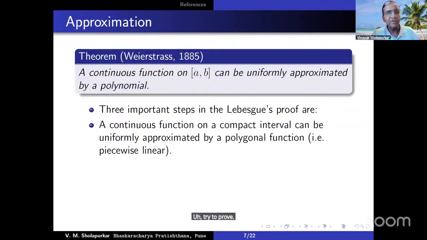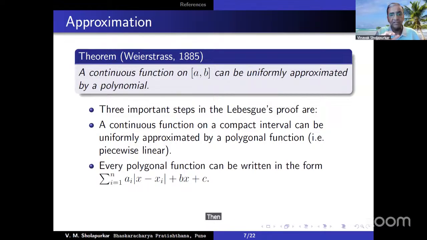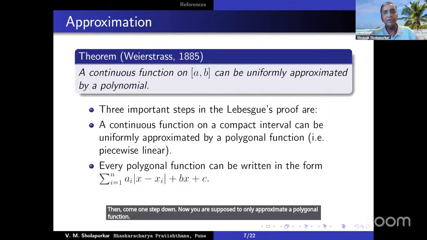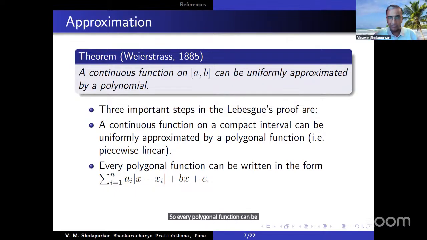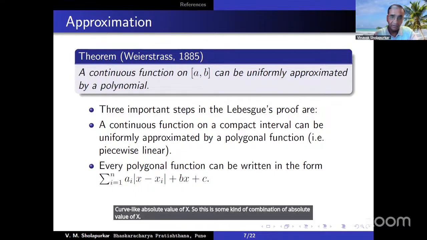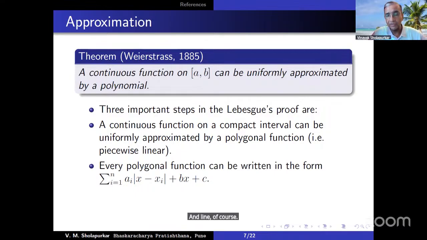Once you have shown this, come one step down. Now you are supposed to only approximate a polygonal function. Every polygonal function can be written in this particular form. Even if you draw a polygonal function, you end up drawing some curve like the absolute value of x. So this is some kind of combination of the absolute value of x and lines, of course. So a polygonal function can be written in this particular form.